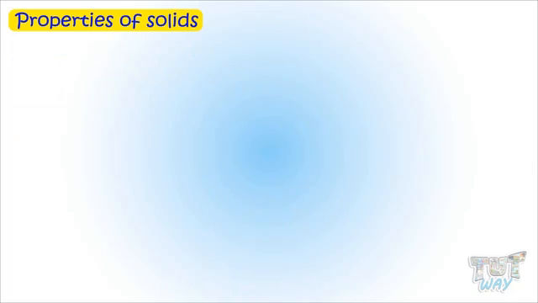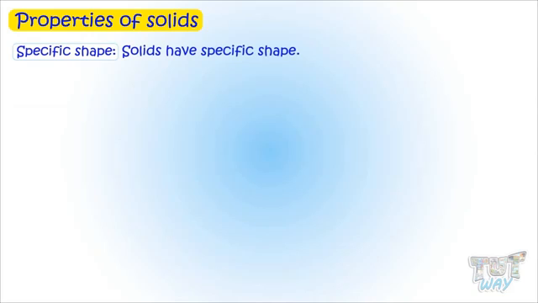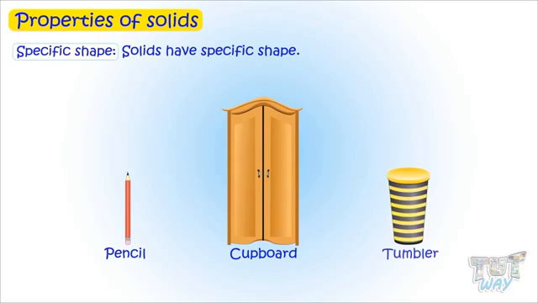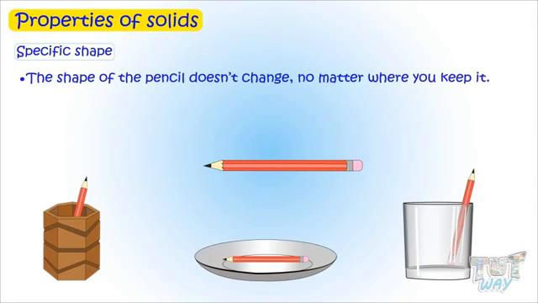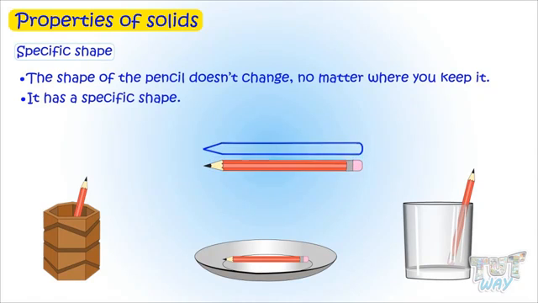Second property is specific shape. Solids have a specific shape. Pencil, a cupboard, a tumbler are all examples of solid forms of matter. They have specific mass. We just learned they also have a specific shape. That is, if you have a pencil, you keep it anywhere. Its shape will not change. It has a specific shape.